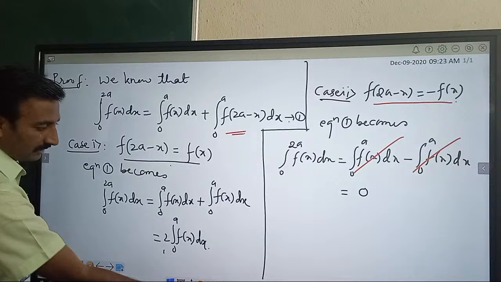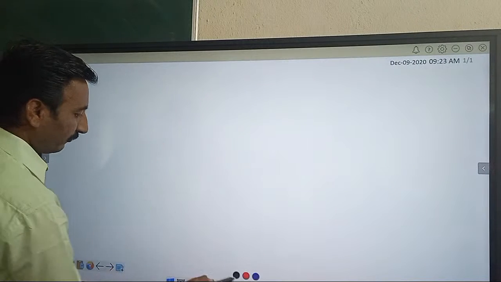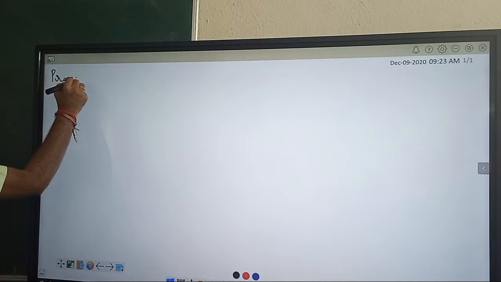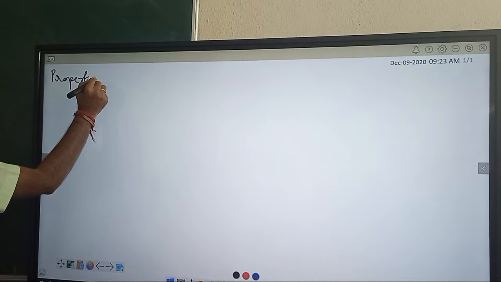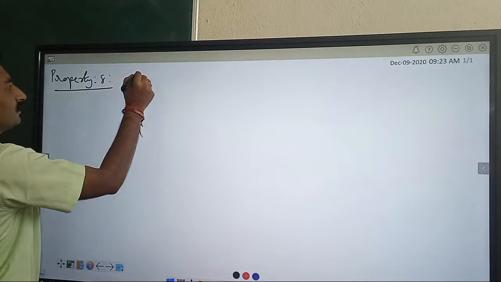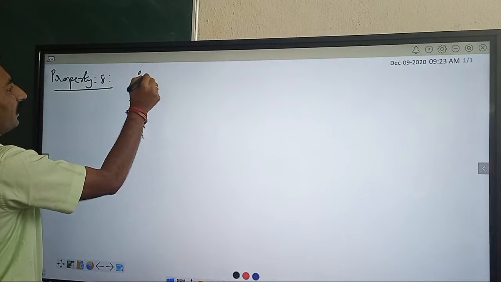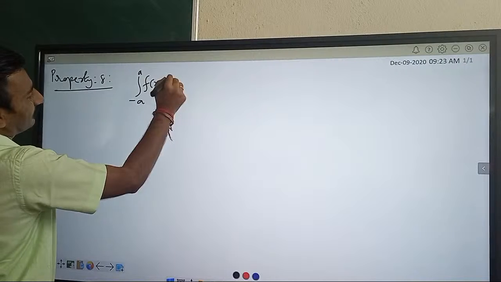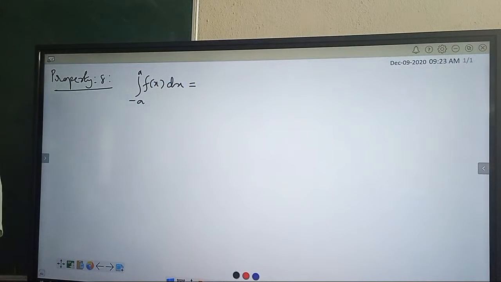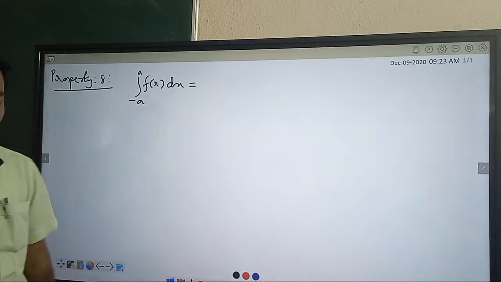Yes. So we are at the end. Property number 8. This is a very good property. There are again two cases. Integral from minus a to a of f of x dx. Right? Minus a to a of f of x dx.